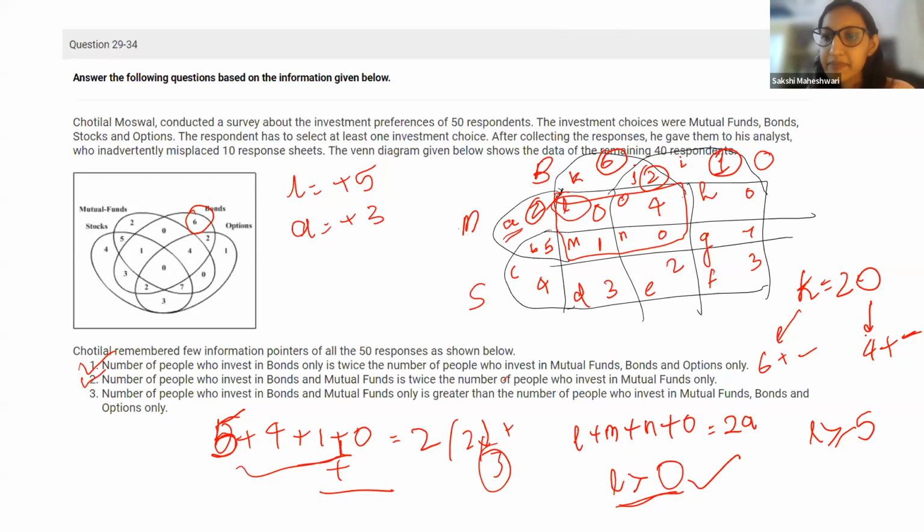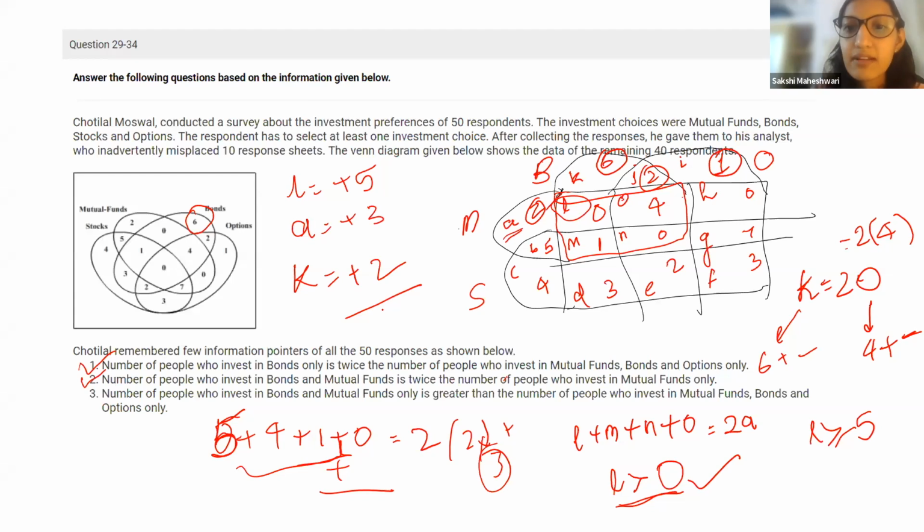So K was 6. K is already 6, and I think we need to fulfill that O is 4. So K will become 2 into 4, so this is already becoming 8. So we have to add at least 2 in K. So we have already added 2 in K, so we already got this data for the missing 10 responses.